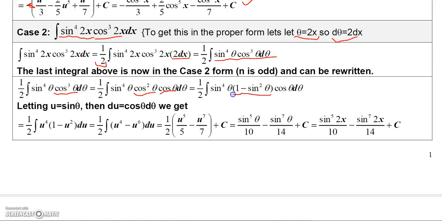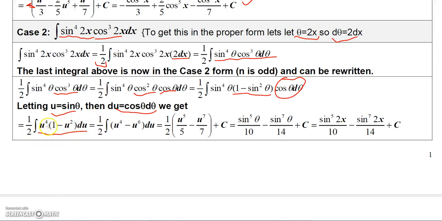Okay, and then what I can do there is let u equal sine theta, and then du would be cosine theta d theta. So that means this portion right here is just my du, and then in the integral I have u to the fourth times 1 minus u squared, which I show you right here. And then of course you also have the 1/2 that's tagging along.